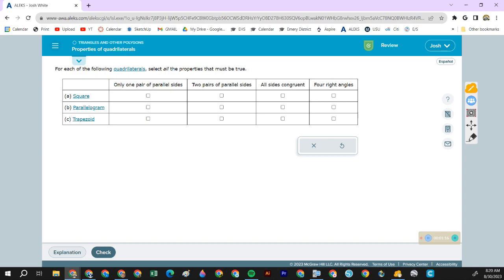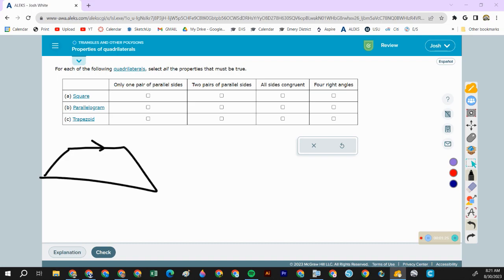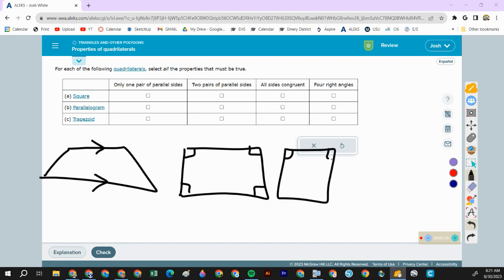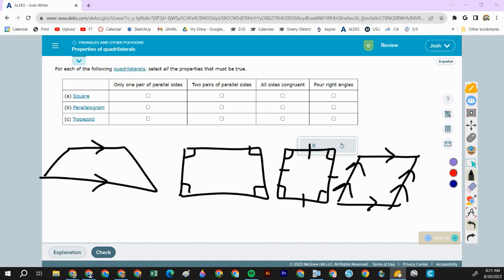Properties of quadrilaterals. So, in a quadrilateral, we have what's called a trapezoid, and it has one set of parallel lines. We have a rectangle, which has 4 right angles. We have a square that has 4 right angles and 4 equal sides. We have a parallelogram, which has 2 sets of parallel sides. And then we have a rhombus, which has 4 equal sides.